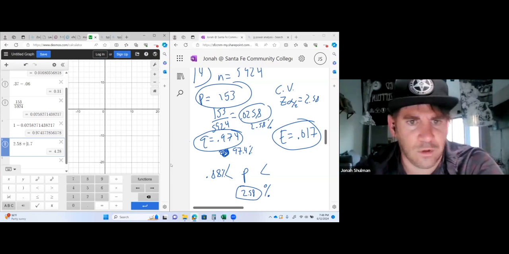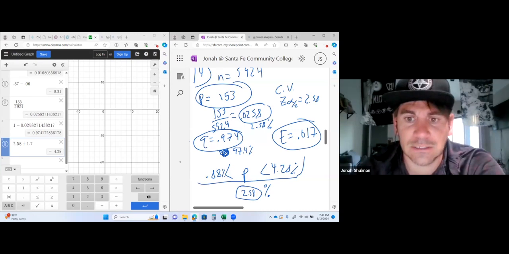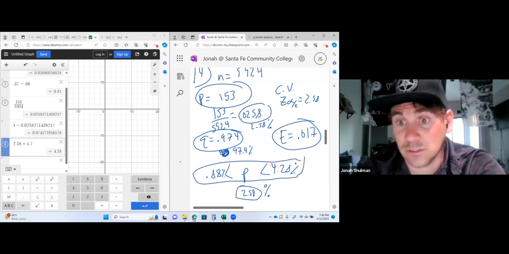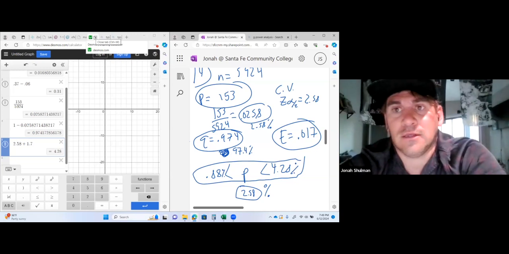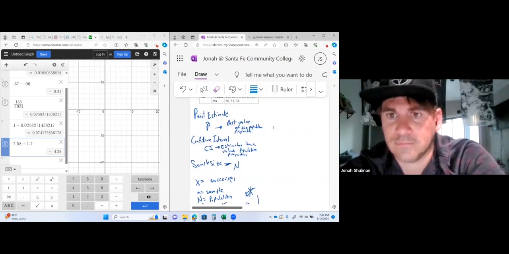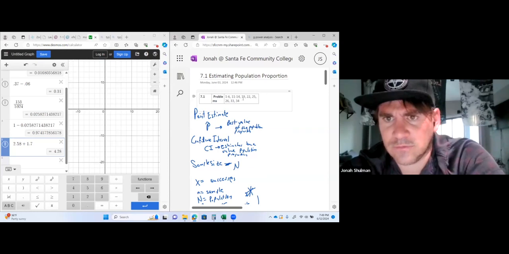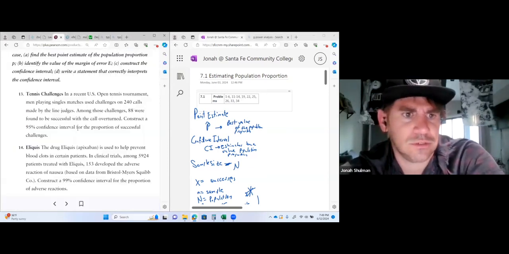and the high number, we just have to add the 1.7, and that's 4.28%. That's the likelihood, a 99% likelihood that you're going to be between these for your adverse effects. All right, so maybe I'll do one more. I did 1 through 6, 11 through 14. Let's see what 19 and 22 have in store for us.